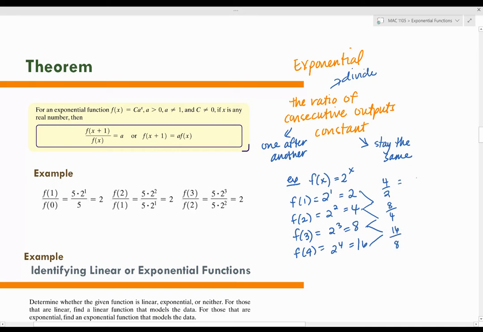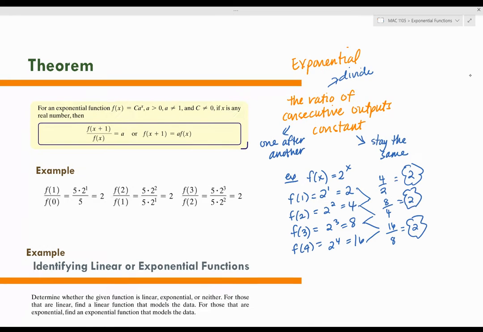Well, 4 divided by 2 is 2. 8 divided by 4 is 2. And 16 divided by 8 is 2. This value all the way down is constant. It stayed the same, which proves that yes, I did have an exponential function.